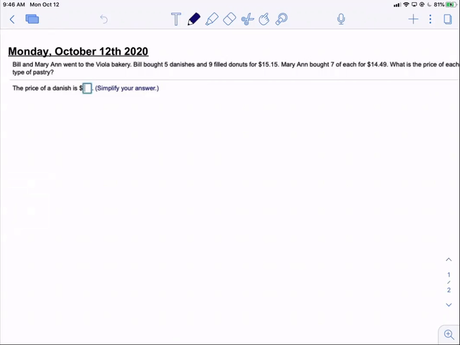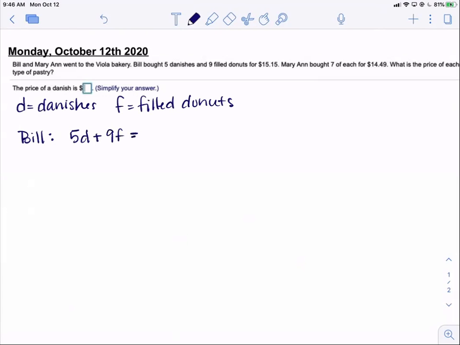Okay, so we're looking at, I'm going to use D for danishes. And let's use F for filled donuts. Okay, so Bill, we can write an equation for Bill. And that would be, he bought 5 danishes and 9 filled donuts. So it would be 5D plus 9F equals the 15.15.